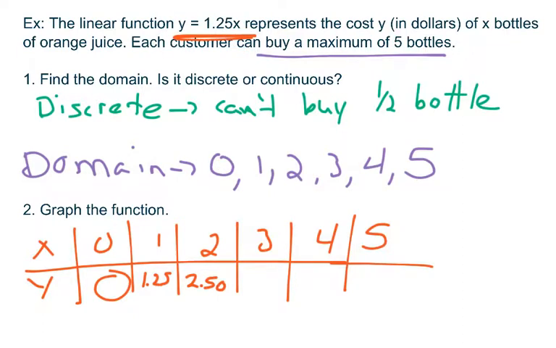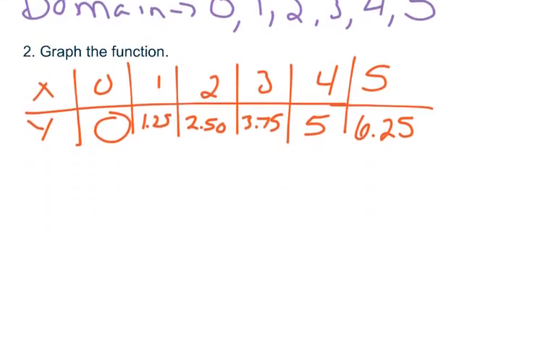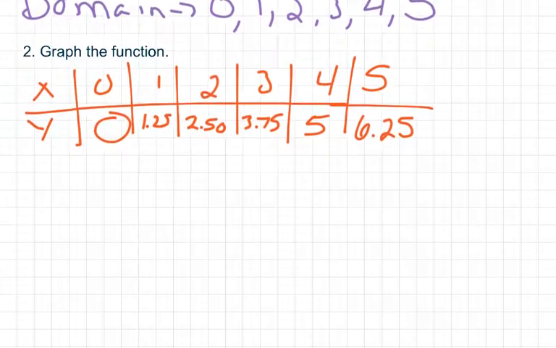Okay, so for 3 bottles, $1.25 times 3 is $3.75. 4 bottles would be $5, and then 5 bottles would be $6.25. Let me rewrite that 5. That's a really bad 5. $6.25. Okay, so now let me bring in some graph paper here.